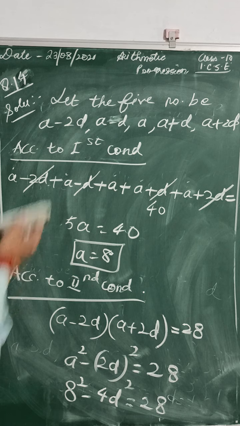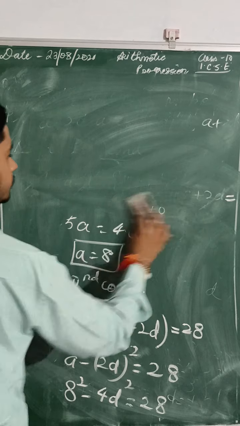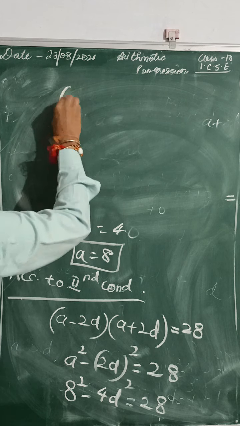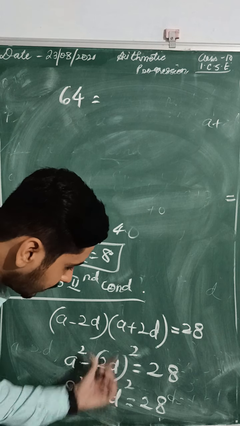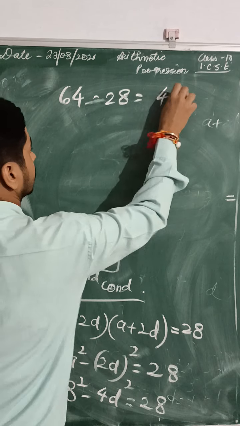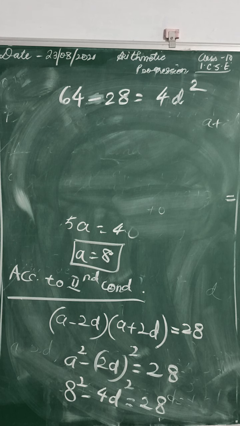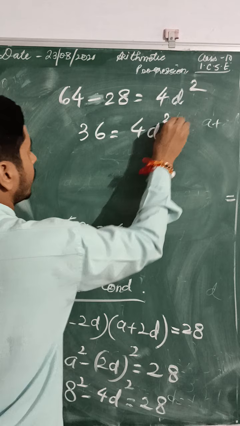So 8 square is 64. So 64, transposing minus 4d square to that side and 28 here. Now 64 minus 28 is 36. Okay. So 36 is equal to 4d square.